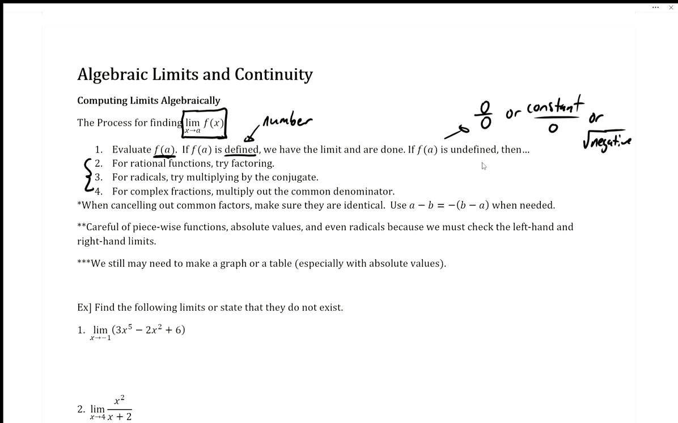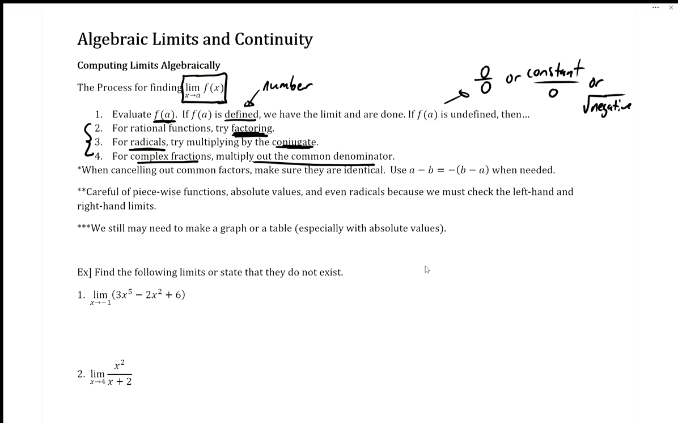Okay, so with rational functions, we try factoring. Rational just means you have a big fraction. For radicals, we might try multiplying by a conjugate. We'll show that in the upcoming examples. And then if we have a complex fraction, we would multiply out the common denominator. Okay, so we'll see all of those in separate videos because they can be kind of long.